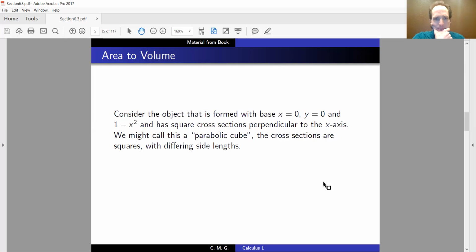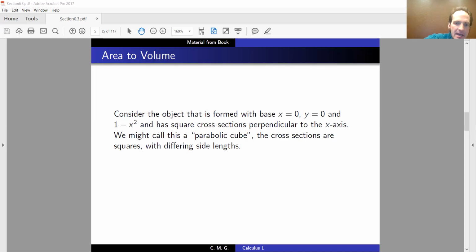So we're going to think about this a little bit. Here's an example. I'm going to look at an object formed with a base bounded by x equals 0, y equals 0, and 1 minus x squared. And each of the cross sections that I take perpendicular to the x-axis are going to be squares.